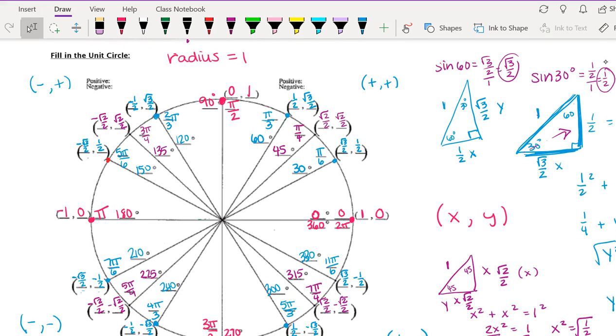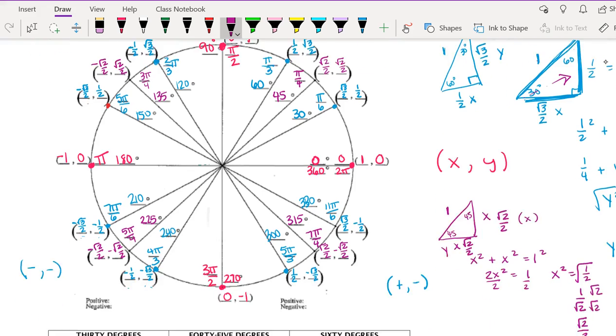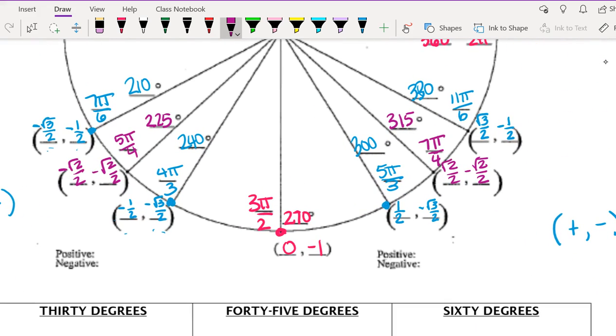Okay, that's a big idea, and that's really important because now we can use the unit circle and just refer to the unit circle. If I ask you the sine of 135, I go to 135, I tell you the y coordinate. It's the square root 2 over 2. There's your answer. You don't have to use right triangles anymore. If I ask you the sine of 240, I go down here to 240, I look at the y coordinate, it's the negative square root 3 over 2.